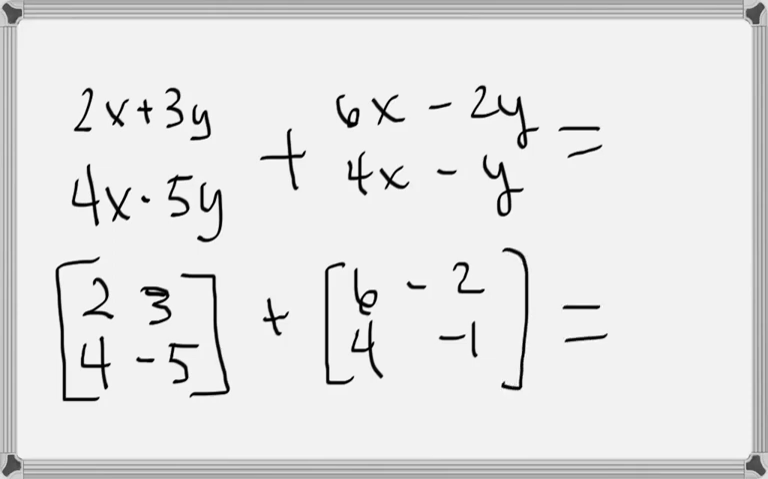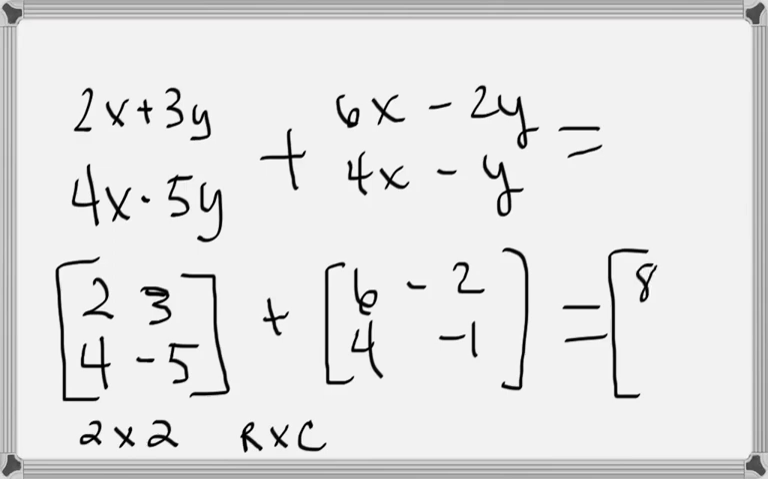So if I change it to matrices, then it looks like this. So 2, 3, 4, negative 5 is the first matrix. Let's talk about matrix in general for a minute. What we have here, this is a 2 by 2 matrix. Every matrix can be described row by column. How many rows are in that matrix? 2 rows going across. How many columns? 2 columns tall.